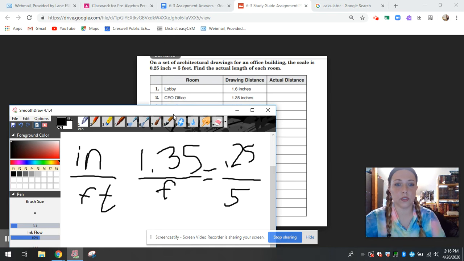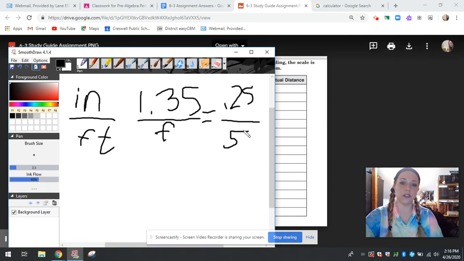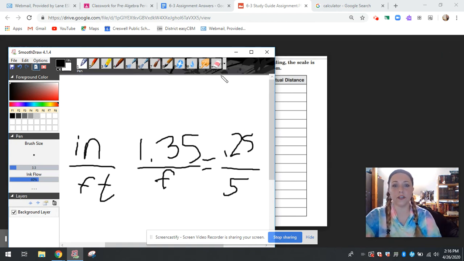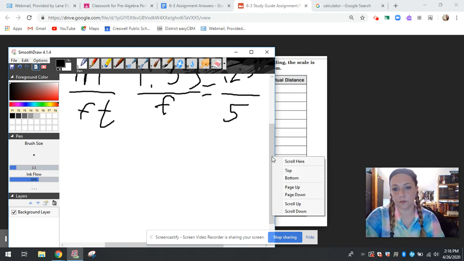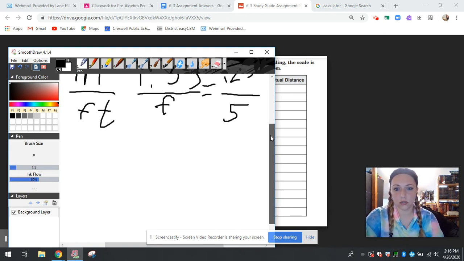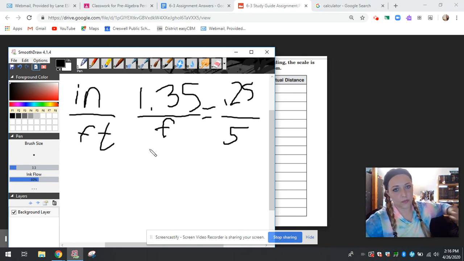And you might have noticed that this time I did it backwards with my fractions. Last time I wrote the scale factor first, and this time I wrote the one we have a variable for first. It doesn't matter. So the steps are the same.